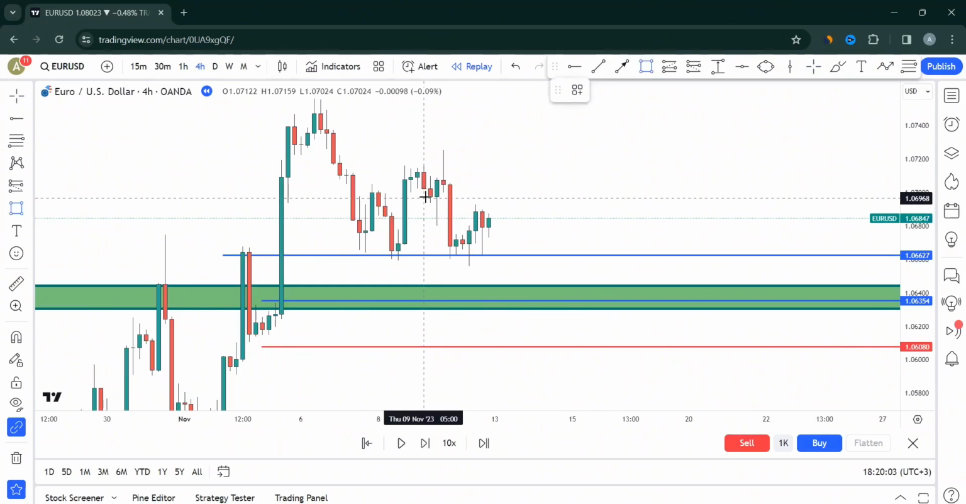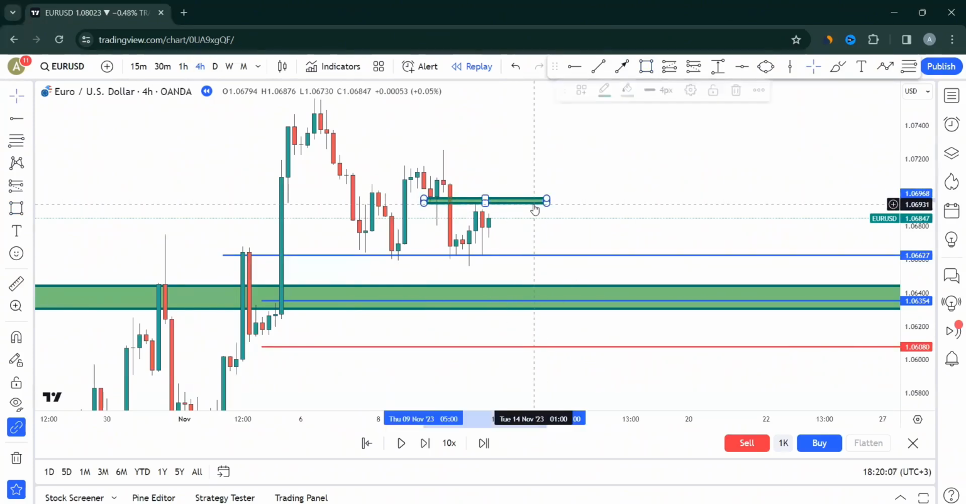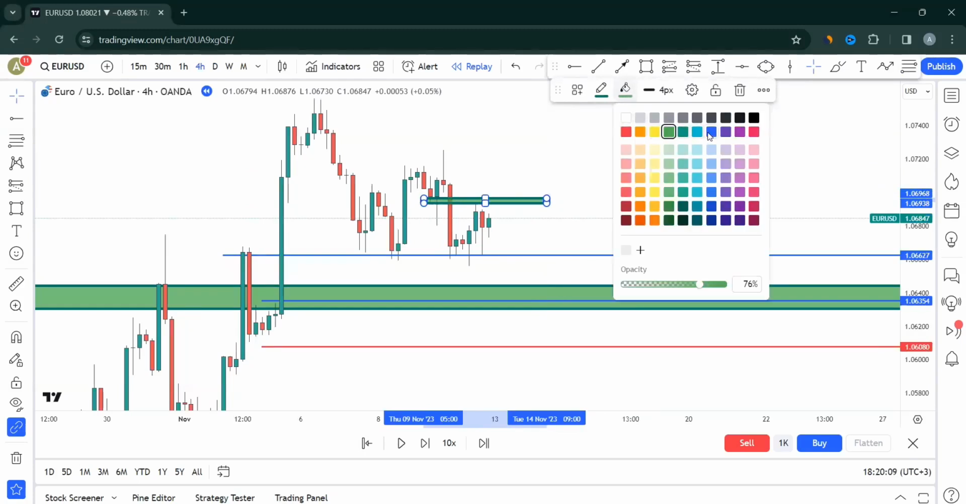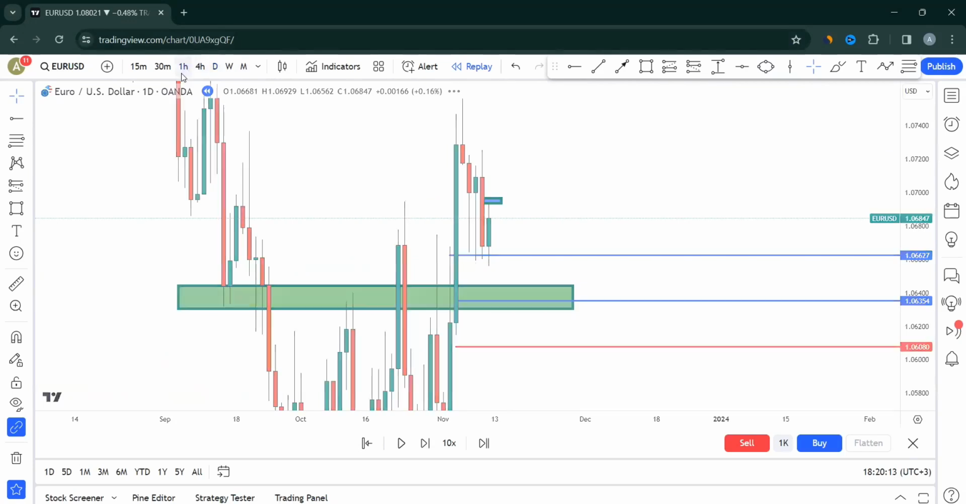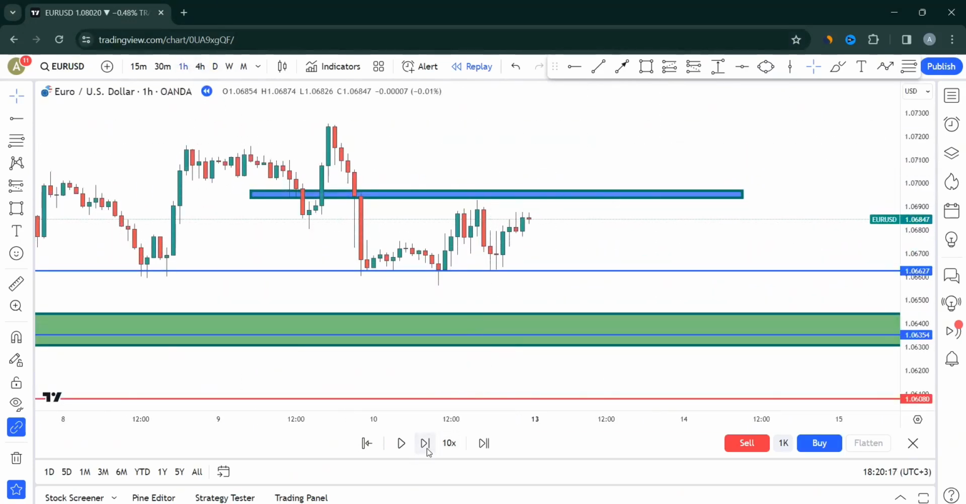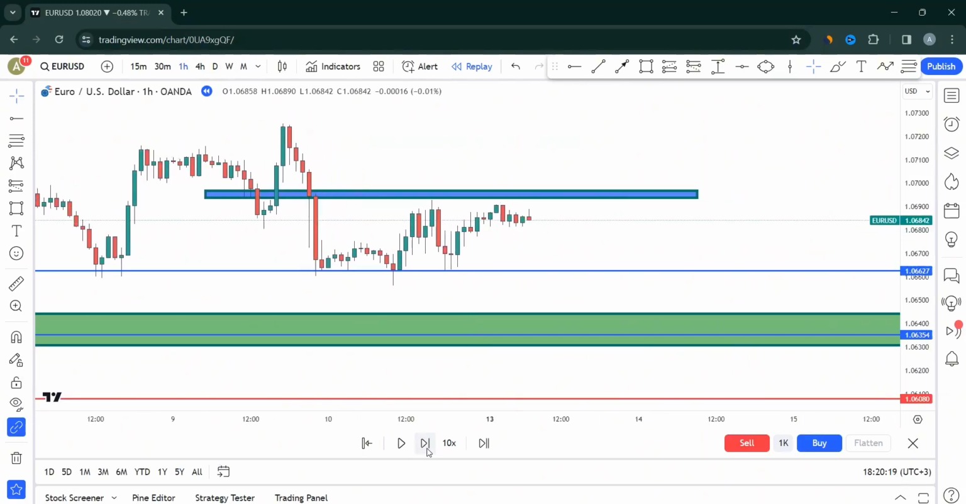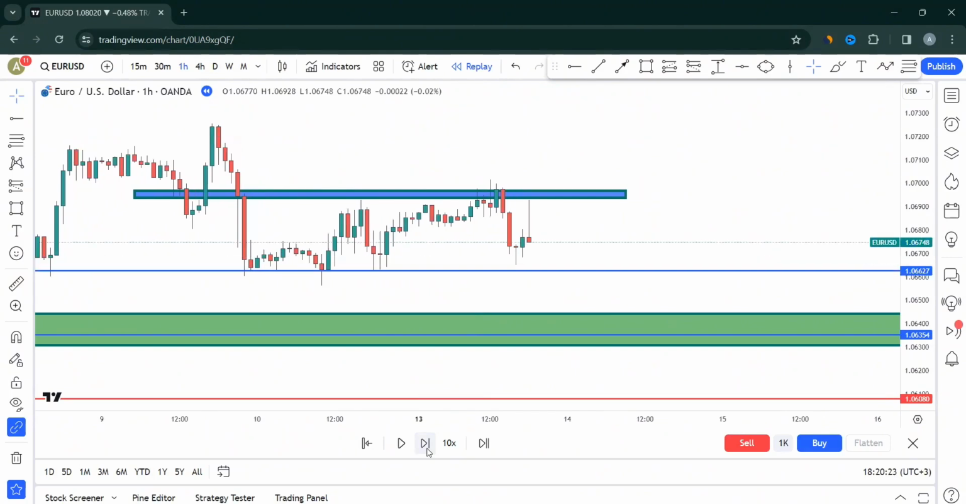So what am I interested in? I'm interested in the price going above this area here. I'll just mark this blue. Since we have marked our impulsive level in daily, my entry time frame is H1. So the moment we break above there, I'll be going long. So let's see. Not yet a clean break.